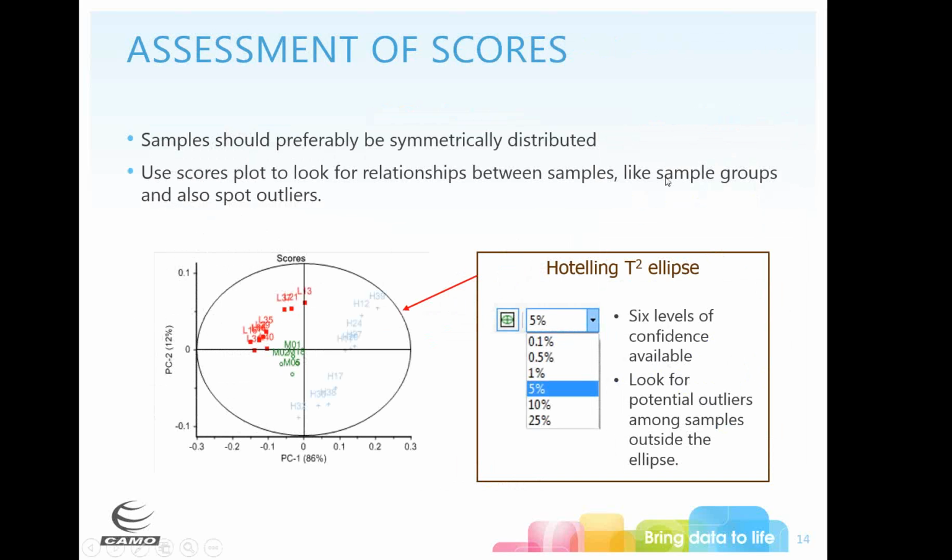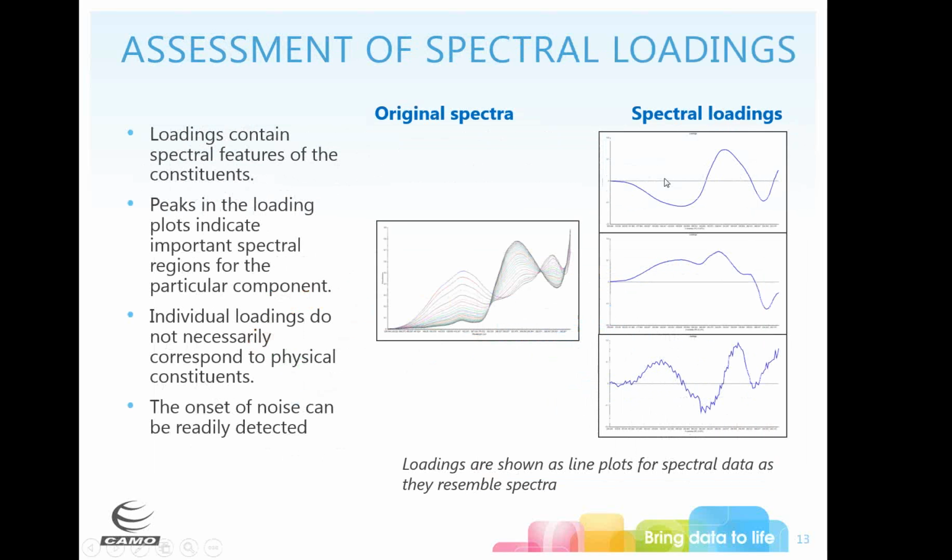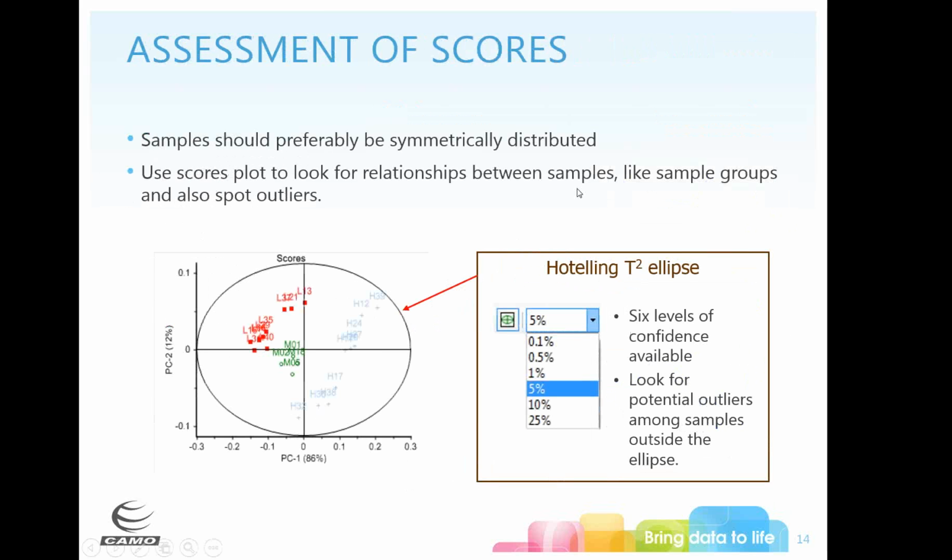So again, we assess our loadings just like we would normal spectra. You can identify peaks and valleys and match them up with your wavelength ranges, where you know things are absorbing. For the assessment of scores, you want them to be symmetrically distributed. And you look for relationships between samples. There might be sample groupings. You might find outliers in this case.